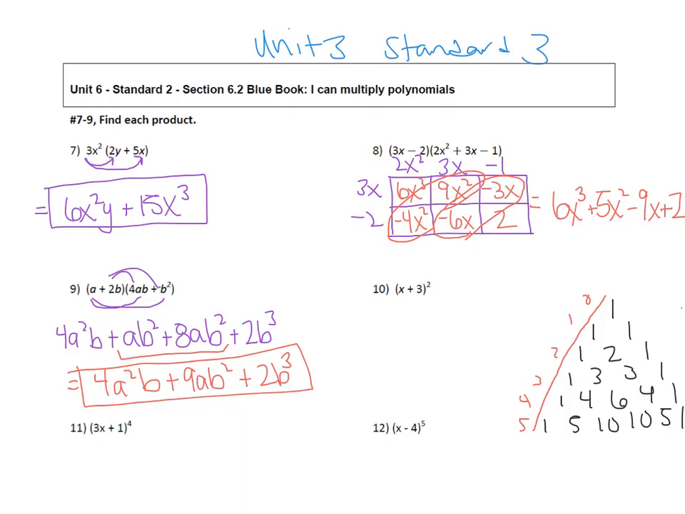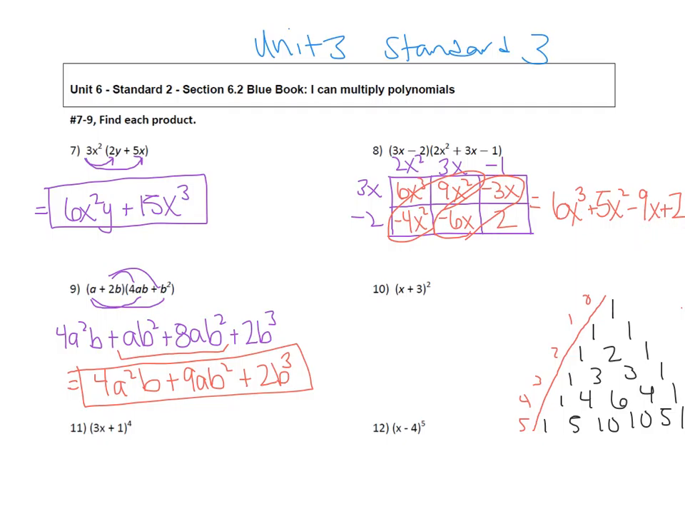Number 8. It's a 3 by 2, so I would multiply using the rectangle method. You create your rectangle, your 3 by 2 box, and you put your terms 3x minus 2, 2x squared plus 3x minus 1, and then you multiply each individual part to fill in the box. Then once you get your solutions, combine like terms, so whatever have the same variable with the same exponent, we connect those. So our final answer is 6x to the third plus 5x squared minus 9x plus 2.